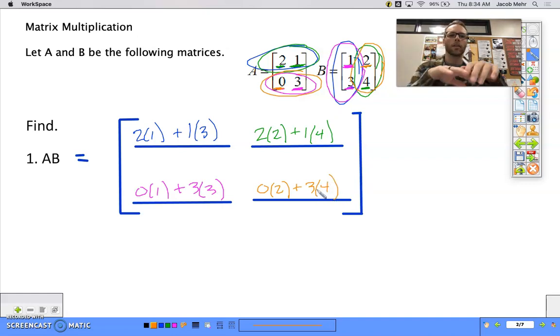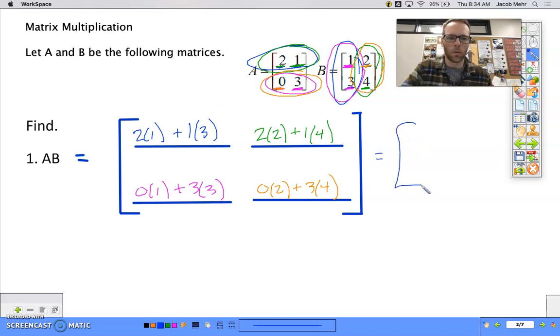Now, I can't show you this, but usually when I'm doing this and I've got it on the paper in front of me, I'm usually using my fingers and matching up. I'm saying, okay, 0 times 1 plus 3 times 3. 2 times 2 plus 1 times 4. And I just kind of do this finger pointing pattern here to make sure that I pair them up. However you guys can do that and keep that straight is up to you guys.